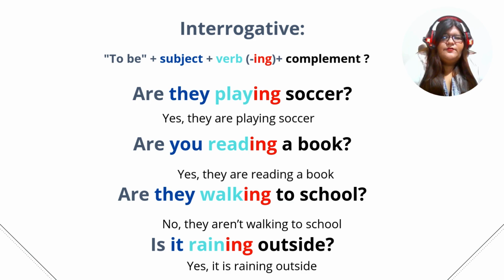So now we have here the structure for interrogative or to make questions, right? We will use from the beginning always the verb be plus the subject plus the verb in ing form plus the complement plus the question mark, of course. Are they playing soccer? Yes, they are playing soccer. Are you reading a book? Yes, I'm reading a book.